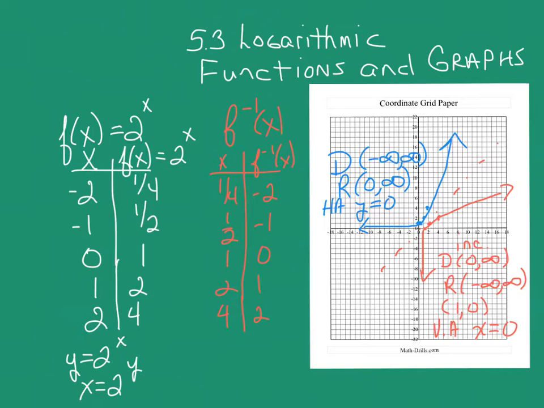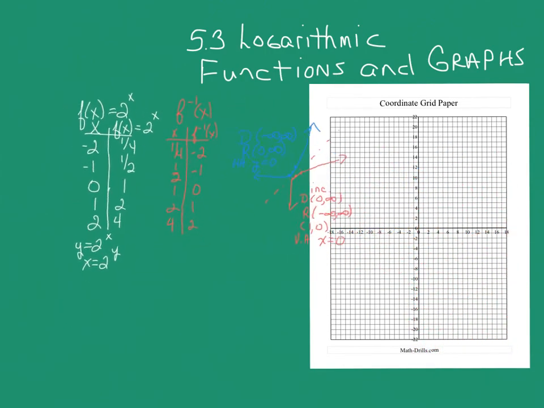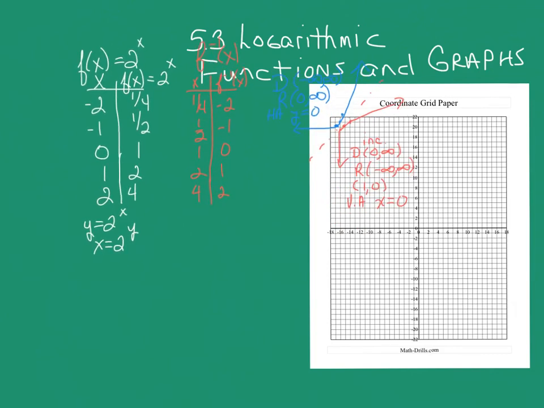Now we said that when we algebraically tried to find the equation for the inverse of f of x equals 2 to the x, we got x equals 2 to the y. Well, instead of leaving the equation like that, we're going to express this as a log. And we get the log base 2 of x equals y. That's the same thing as this. The log base 2 of x equals y.